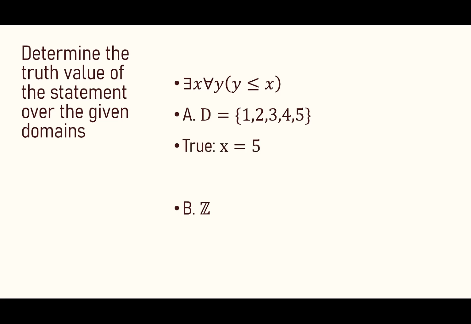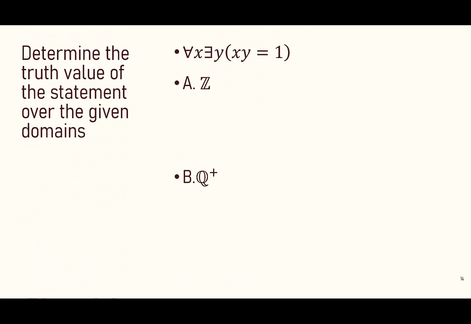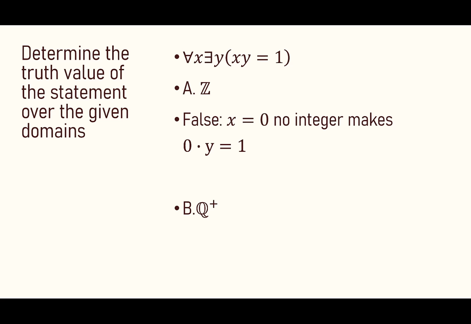If we let x be equal to 5, 5 is greater than or equal to every element in our domain of D. In part B, if we change our domain to the set of all integers, this is false because there's no greatest integer. I can't pick one single value of x that's greater than or equal to y for all y. Let's change our predicate to x y equals 1, and we're going to test for every x there exists y, x y equals 1. Part A starts with the domain of the integers. This is false because if we use the integer x is equal to 0, we can't find a y that makes 0 times y equal to 1.